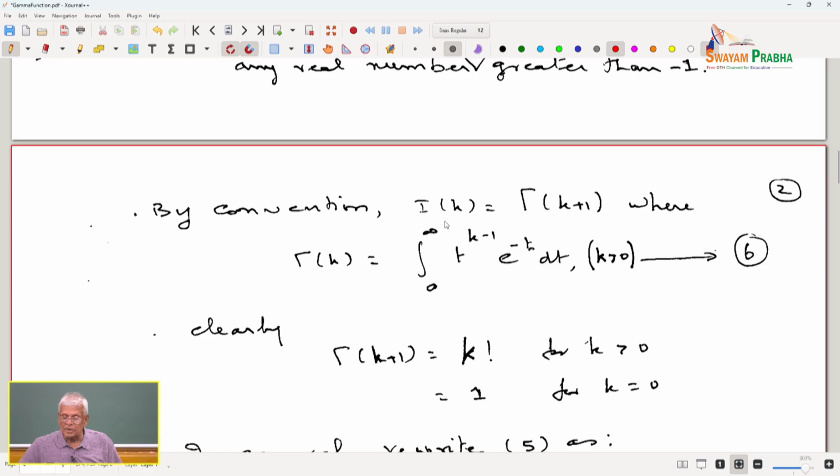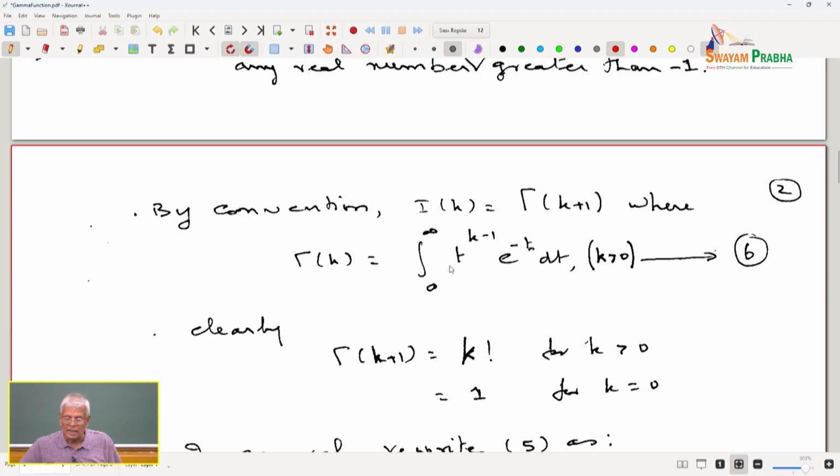So, by convention we say ik is equal to gamma k plus 1. Now I am introducing the notion of a gamma function. I introduced first ik, now I am going to redefine ik is equal to gamma k plus 1. Please understand, ik is factorial k, gamma k plus 1 is factorial k.